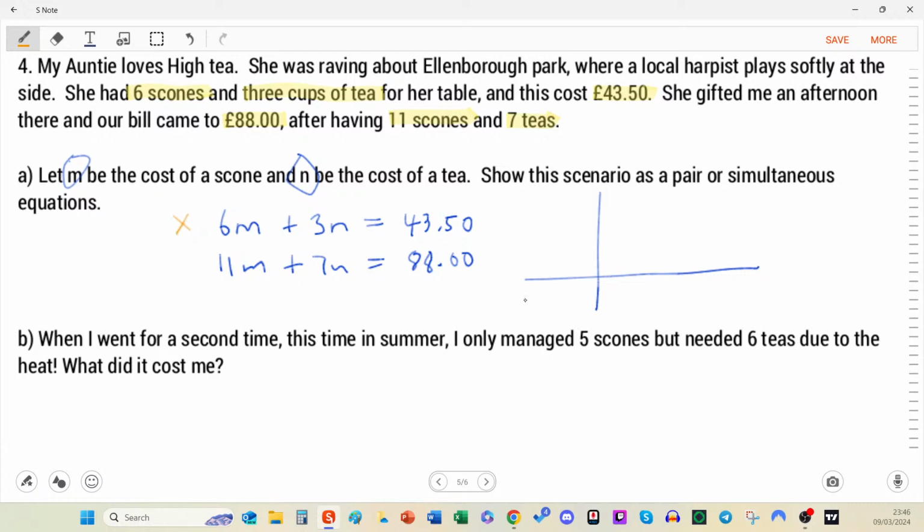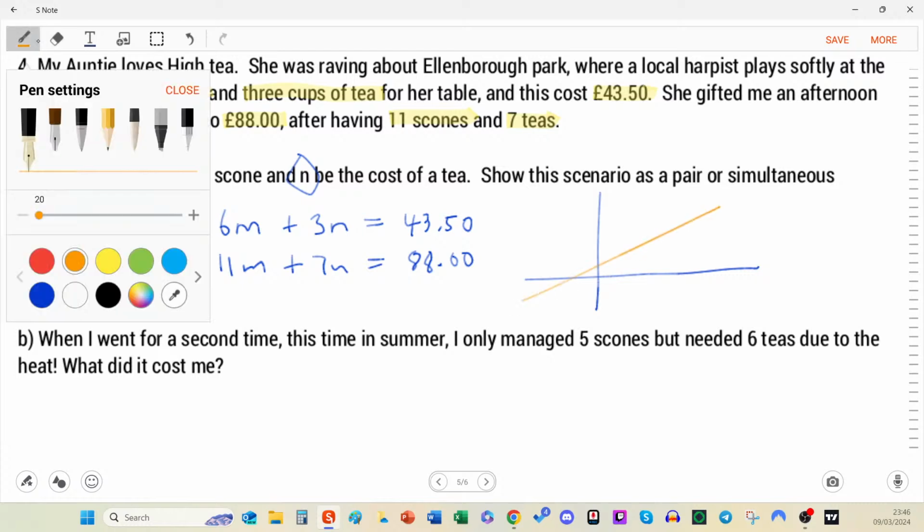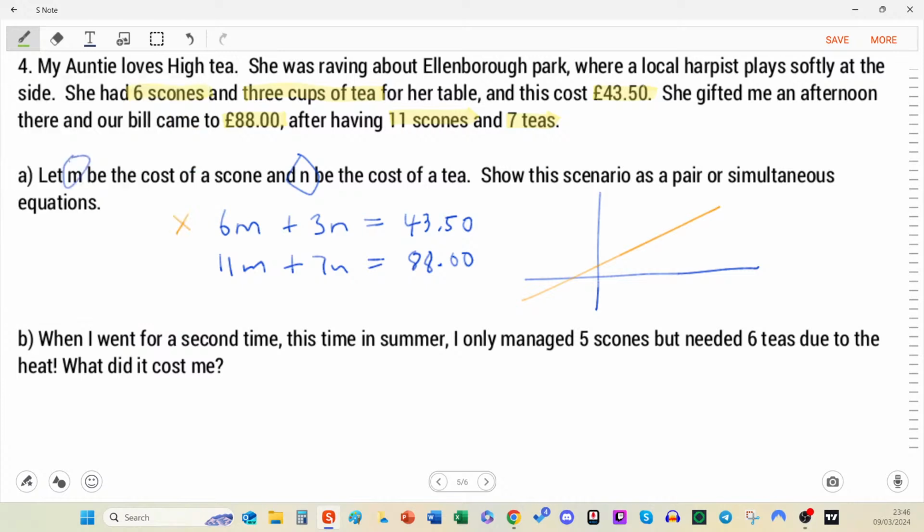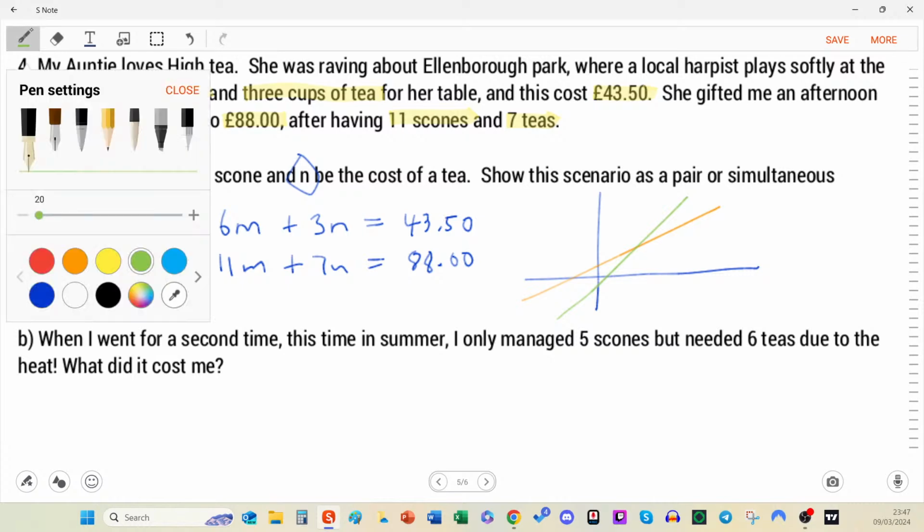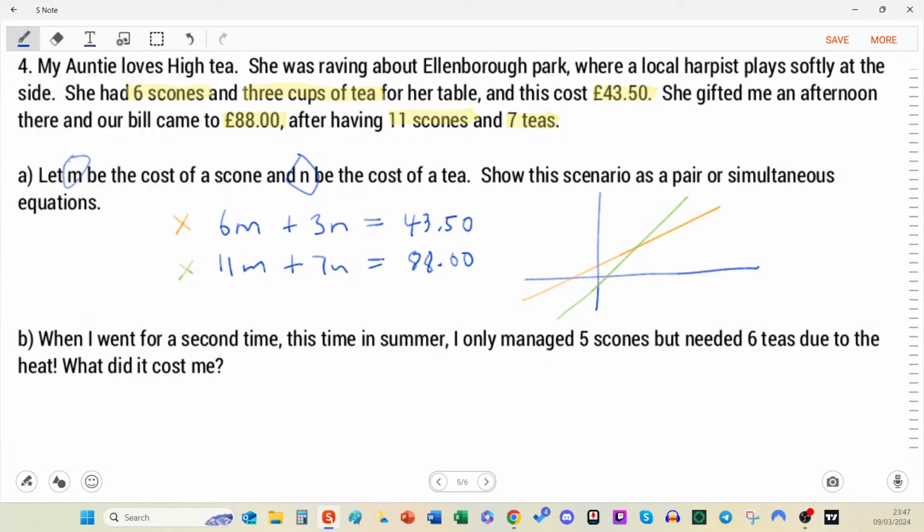So the first one might look something like this, and the second one might look something like this. And to give you an idea of what's going on graphically, we're looking for this point here where they cross over.